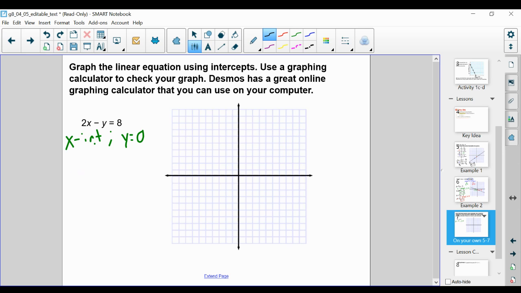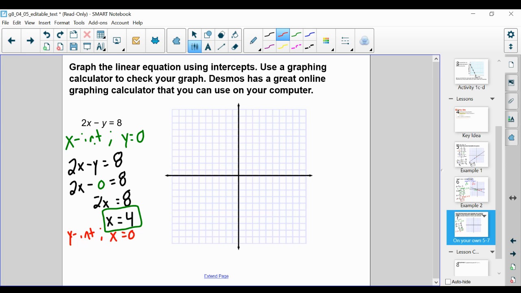So we have, again, the equation 2x minus y is equal to 8. And we're going to let y be 0. So 2x minus 0 is equal to 8. Therefore, we get 2x is equal to 8. We can divide both sides by 2, and we get that x is equal to 4. Therefore, the x-intercept is 4. Cool.